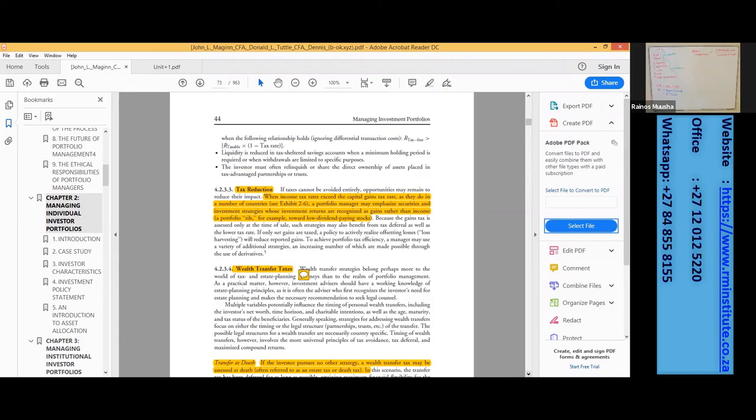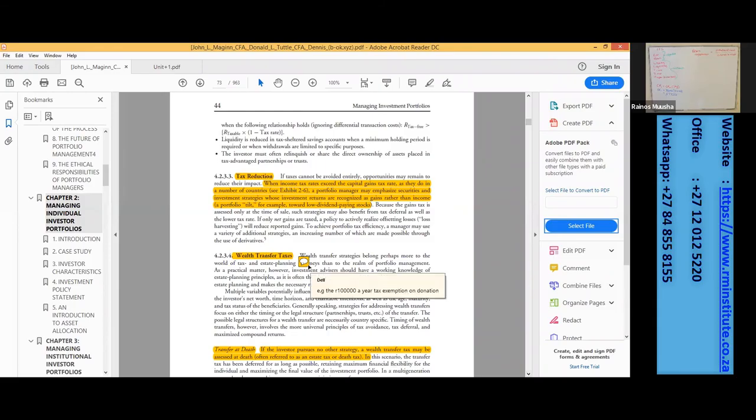So which means that they would rather invest in investments where they are not going to be earning any income at all. The only investments that they're going to be investing in are those where there is no income that is generated, but at the same time they're going to be taxed only on capital gains tax that is going to be levied when they eventually disinvest as well.